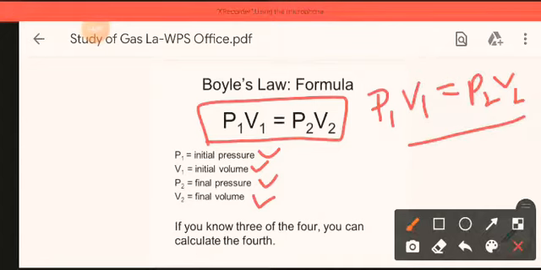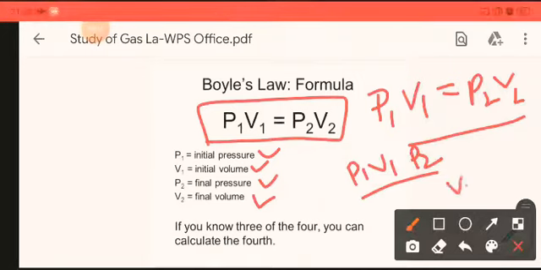By this law, we can easily find any one of these terms. If we have the values of the other three terms, we can easily calculate the fourth. Suppose we know P1, V1 and P2, then we can easily find the value of V2.